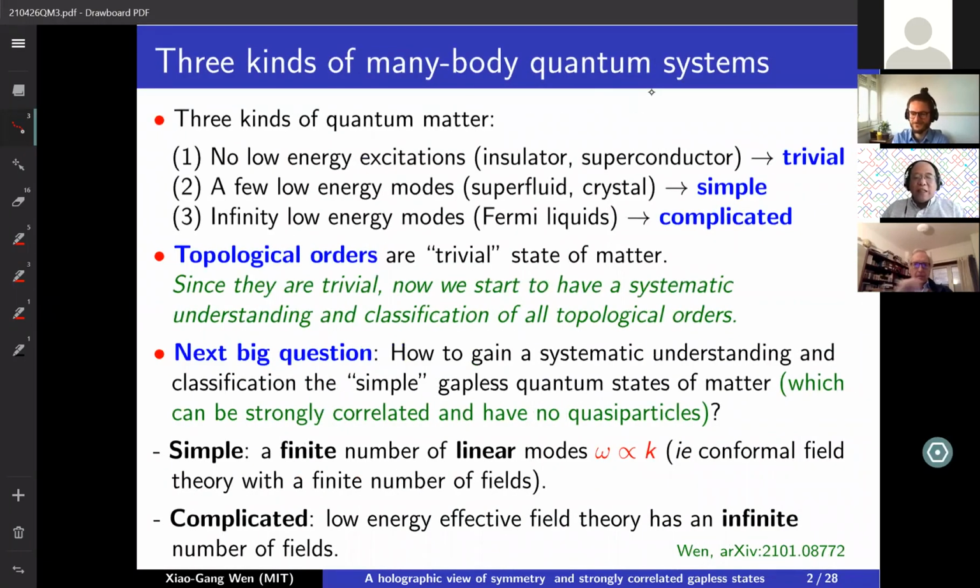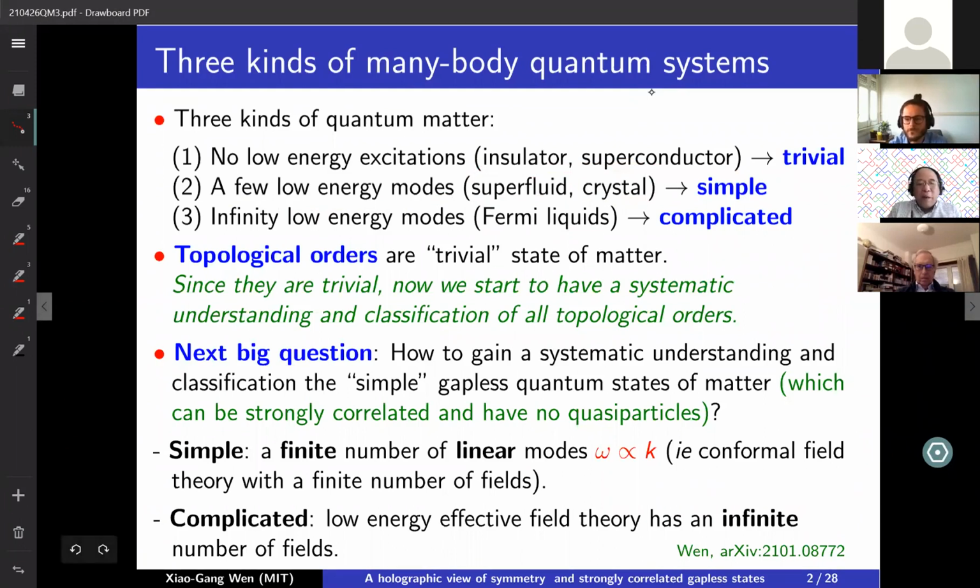So we know that at zero temperature, we may have three kinds of quantum matter. The first kind is the one with the energy gap, like insulator, superconductor. So all the excitations have an energy gap. Therefore, at low energy, we may say these states are trivial. And the second kind we call simple, because at low energy there are a few low energy modes, like a superfluid, and like a crystal, you have sound waves. And the third kind is more complicated, which is actually Fermi liquid.